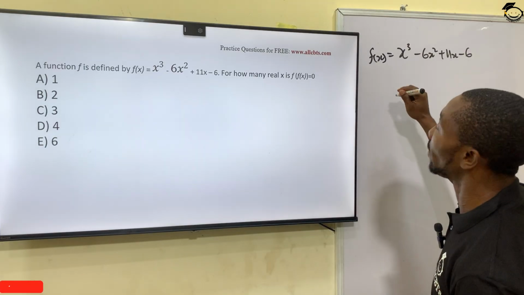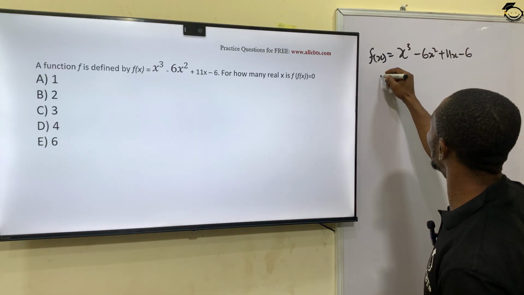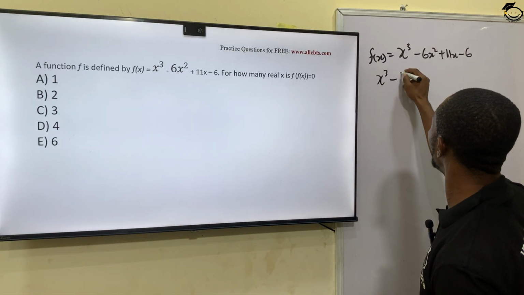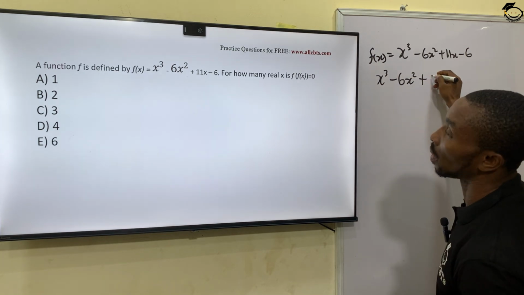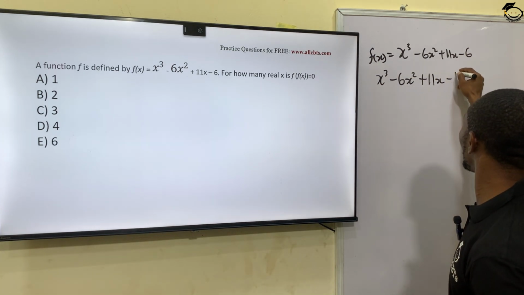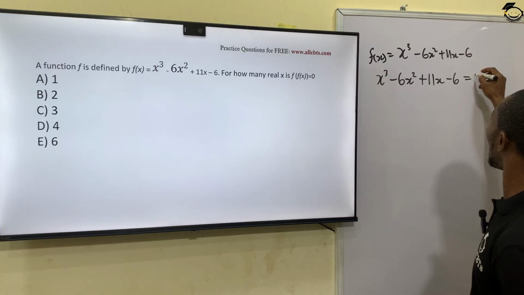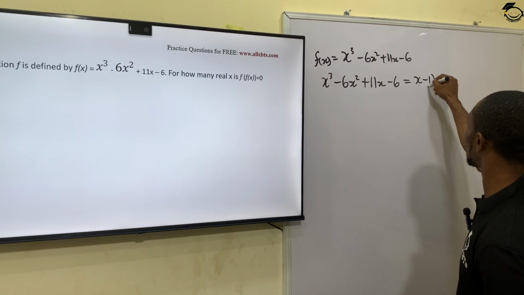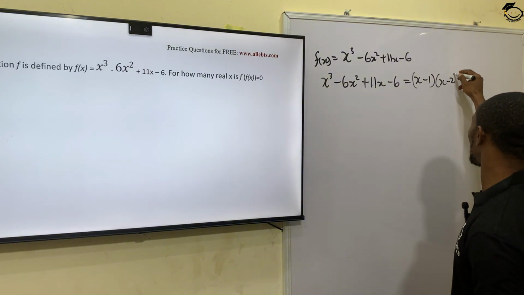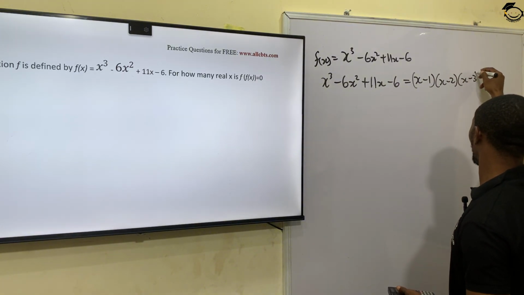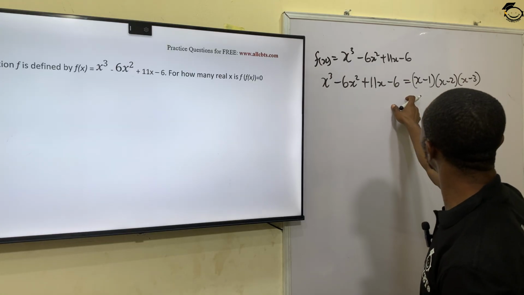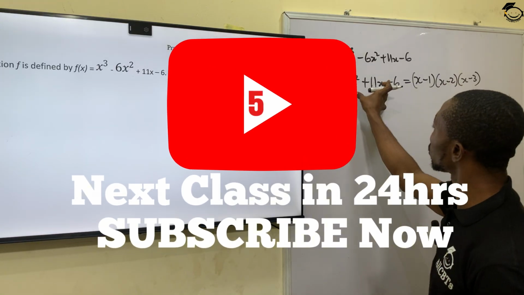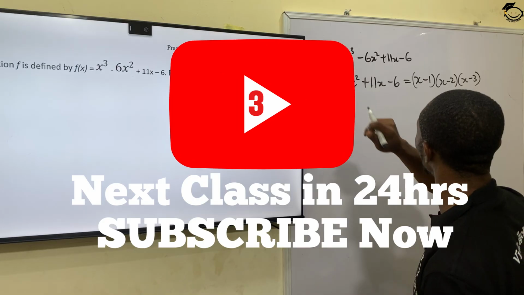Okay, so we have this. If we have x cubed minus 6x squared plus 11x minus 6, by factorization, we have it as (x minus 1)(x minus 2)(x minus 3). Let's check if these three factors give rise to this equation.